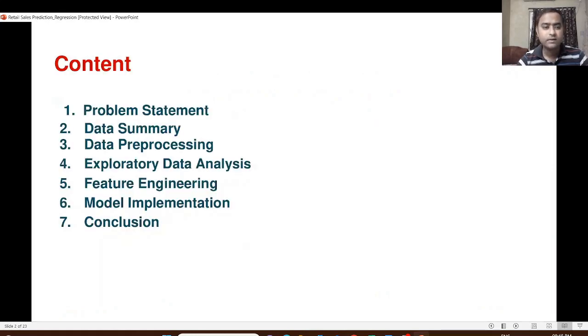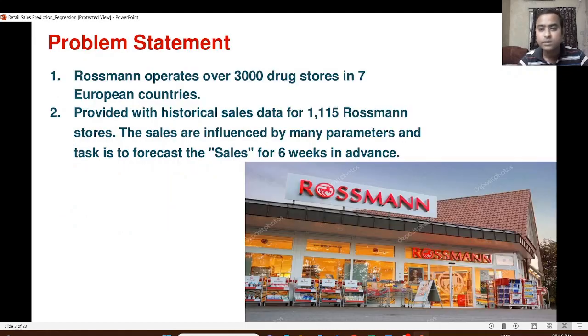In the contents: number 1, problem statement; number 2, data summary; number 3, data pre-processing; number 4, exploratory data analysis; number 5, feature engineering; number 6, model implementation; and number 7 is conclusion.